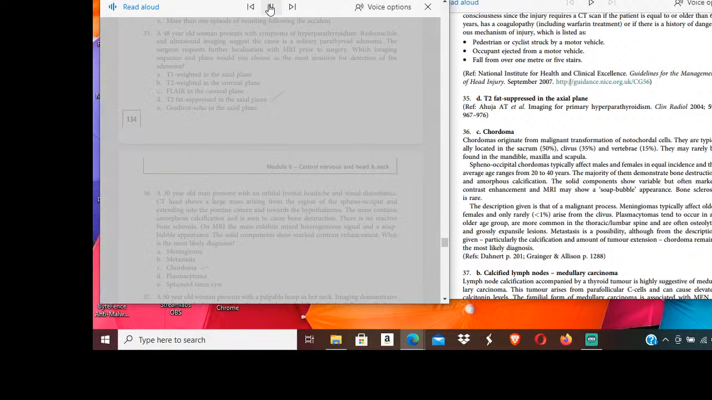E. More than one episode of vomiting following the accident. 35. A 48-year-old woman presents with symptoms of hyperparathyroidism. Radionuclide and ultrasound imaging suggest the cause is a solitary parathyroid adenoma. The surgeon requests further localization with MRI prior to surgery. Which imaging sequence and plane would you choose as the most sensitive for detection of the adenoma?